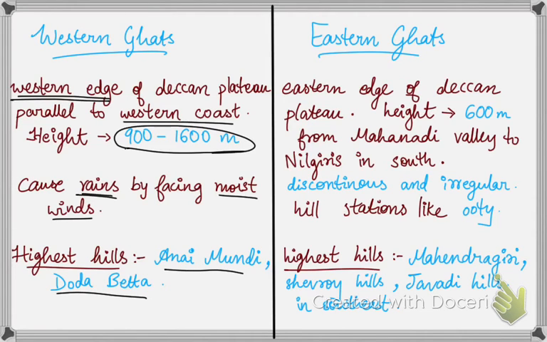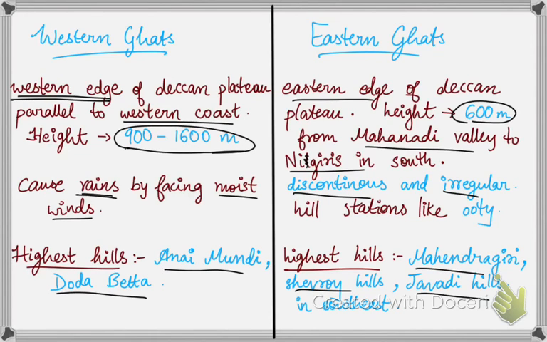Now about the Eastern Ghats, these are the eastern edges of the Deccan Plateau and they run parallel to the eastern coast. Here the height is about 600 meters and it stretches from the Mahanadi valley to the Nilgiris in the south. Eastern Ghats are very discontinuous and irregular ranges. The highest hills here are Mahendragiri, Shevaroy Hills and Javadi Hills, which lie in the southeast of the Eastern Ghats. Here we can find some nice hill stations like Ooty.